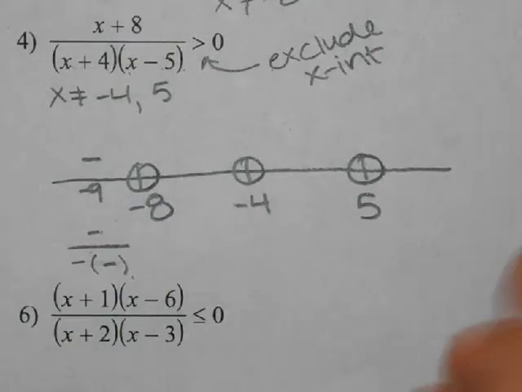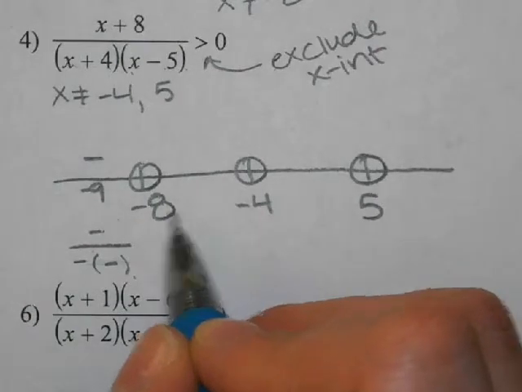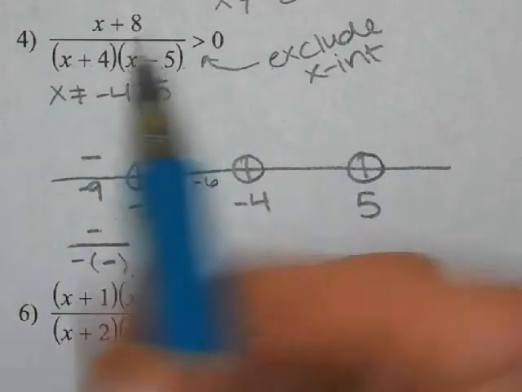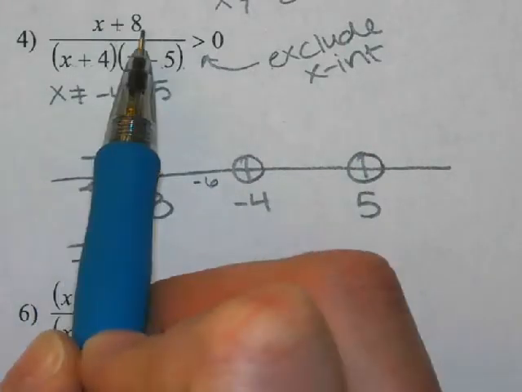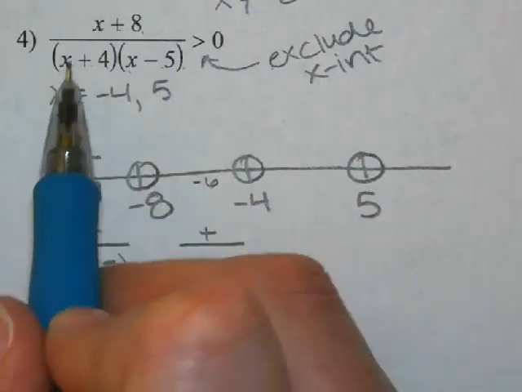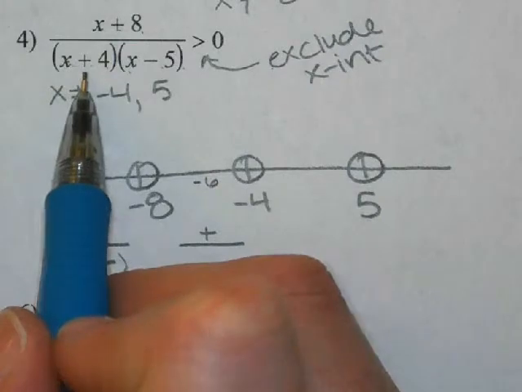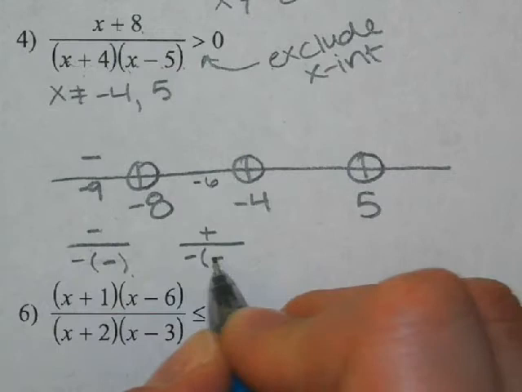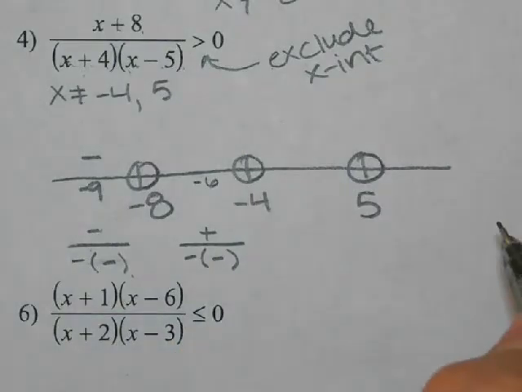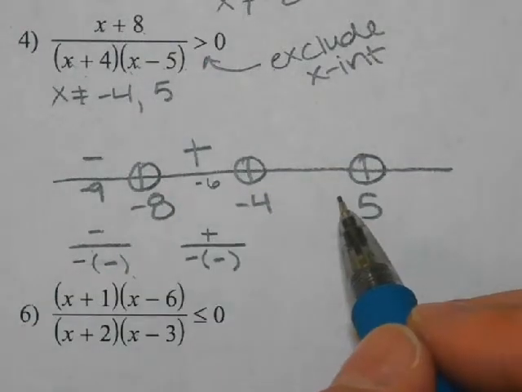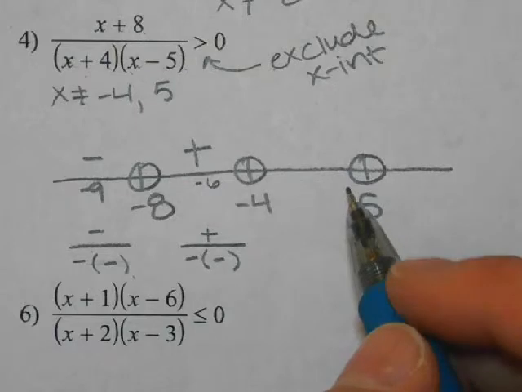All right? What's a number that's between -8 and -4? -6, okay? -6 plus 8, positive, yep, +2. -6 plus 4, -6 minus 5. So what would this one be? Positive, okay?